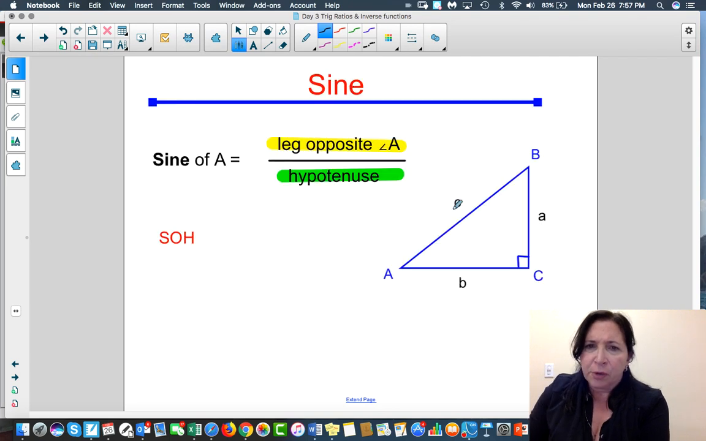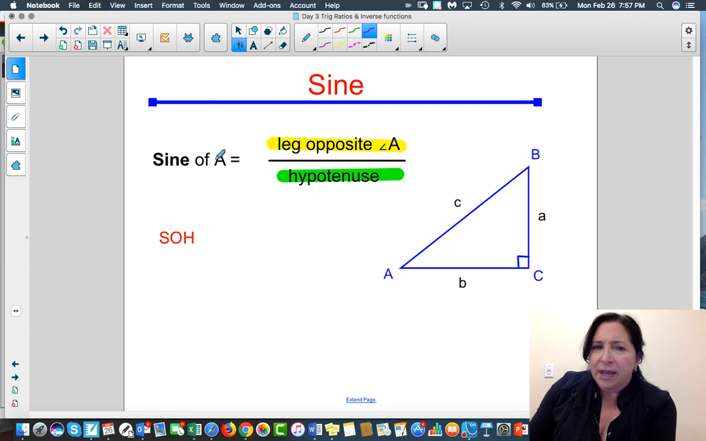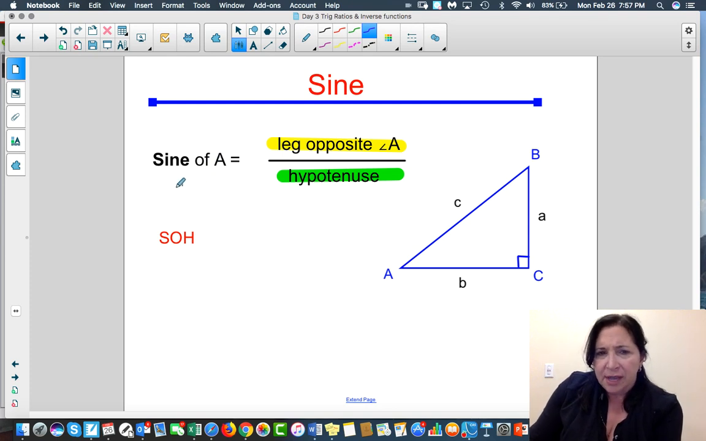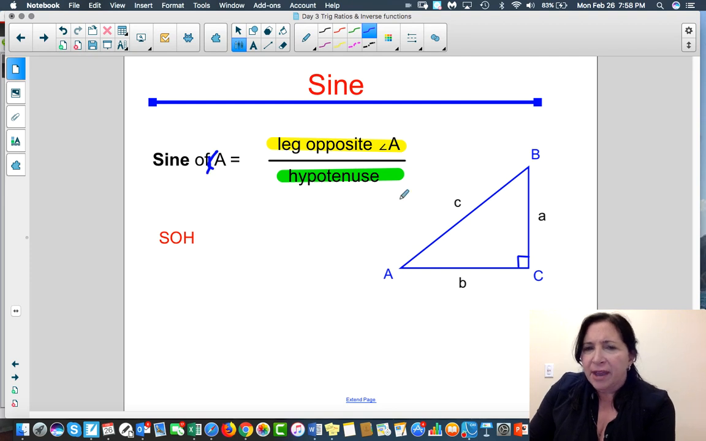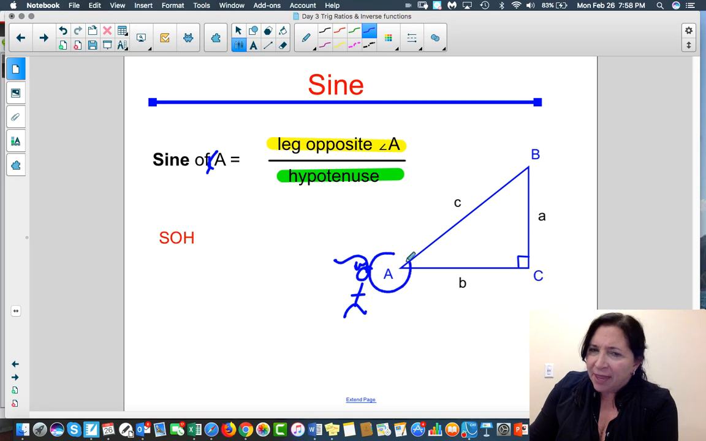So the first one we're going to start with is sine. So sine of angle A. So you should say sine of angle A. So we're going to put a little angle in there. So sine of angle A, here you are. It's sort of like you put yourself at the angle. There you are. Or if you have shorter hair, there you are. You put yourself at the angle.